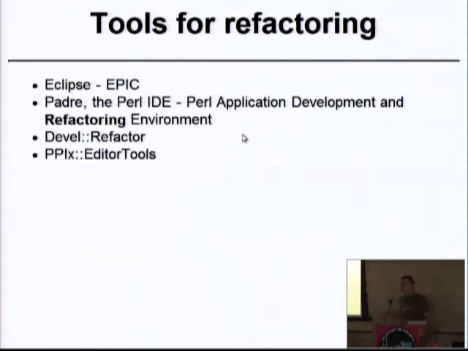So what kind of tools do we have for refactoring? There are a couple of tools that you can actually use to refactor things programmatically. In Eclipse, there is the plugin EPIC, which turns Eclipse into a Perl IDE. It's quite good, and it has a couple of refactoring capabilities. But as far as I know, most or all of them are actually implemented in this module called Devel::Refactor. So this is on CPAN. The refactoring capabilities are actually on CPAN. You would be able to interface with them or use them from other tools as well.